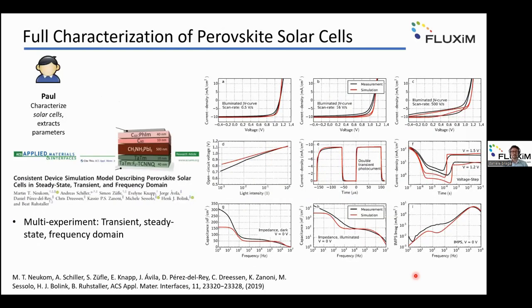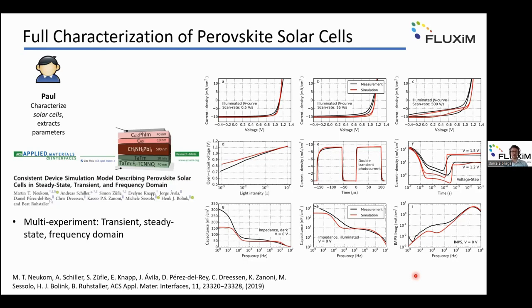Here is a full characterization of perovskite solar cells. The paper is from 2019. This is a perovskite solar cell, with different JV characteristics at different scan rates to study hysteresis effects, and several other experiments in between: capacitance versus frequency, impedance spectroscopy, IMPS, which is intensity modulated photovoltaic spectroscopy, and so on.